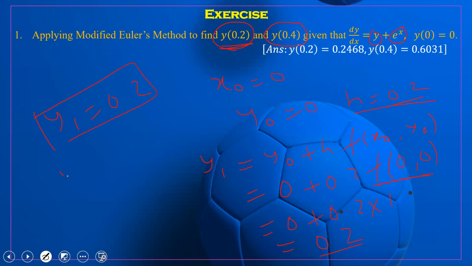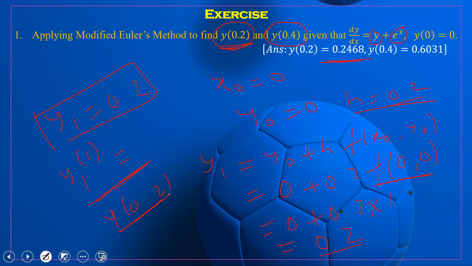Now we have to calculate the first iteration of y1, the best approximate value of y1 with the help of modified Euler's method. And we calculate this value up to how many steps? Whenever we get the same approximate value. So what is the answer we get in the last? We get 0.2468. That will be the value of y at 0.2.